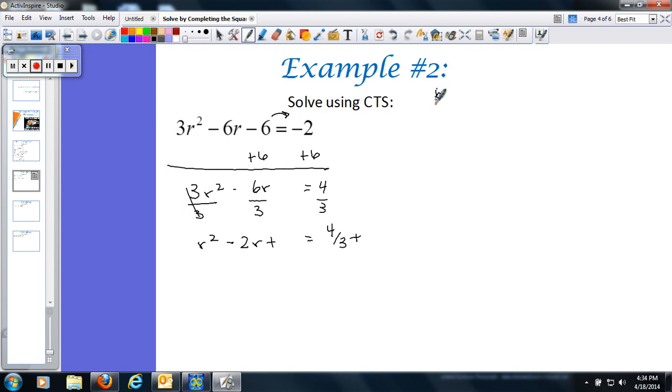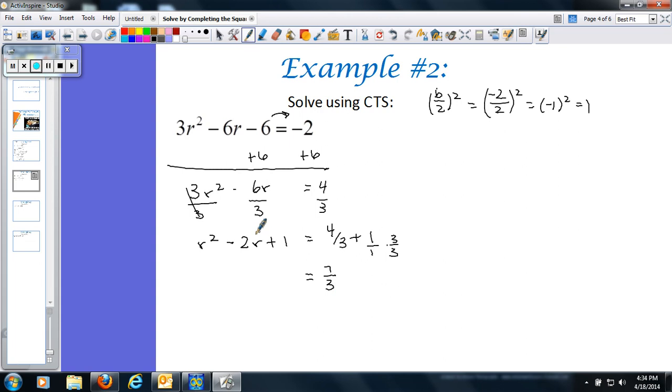So b over 2 squared. B is negative 2. I'm dividing it by 2. I'm squaring it. Negative 2 divided by 2 is negative 1 squared, which is 1. So I'm going to add a 1 here, and I'm going to add a 1 here. Simplify the right side. 4 over 3, put this as 1, make that 3 over 3. 4 plus 3 is 7 over 3.